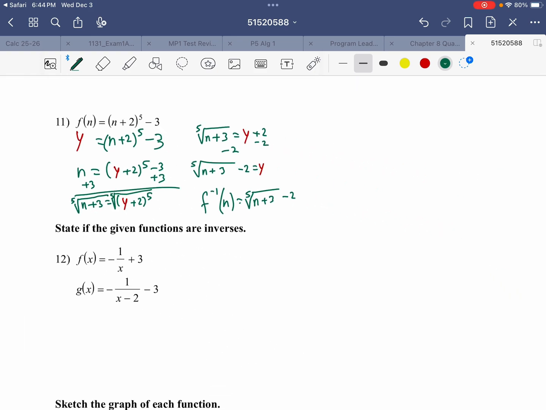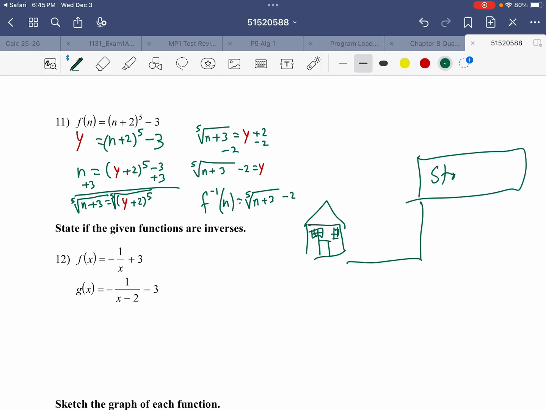All right, for number 12, to state if the functions are inverses, I think a good way to think about this is imagining if instead of functions like f and the inverse, it was directions. If you have directions to get from your house somewhere and then to the store, then you should be able to follow those directions backwards to get home.